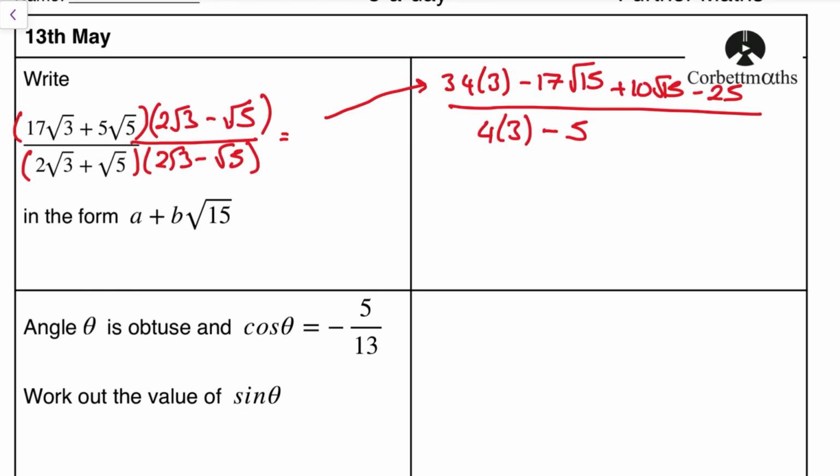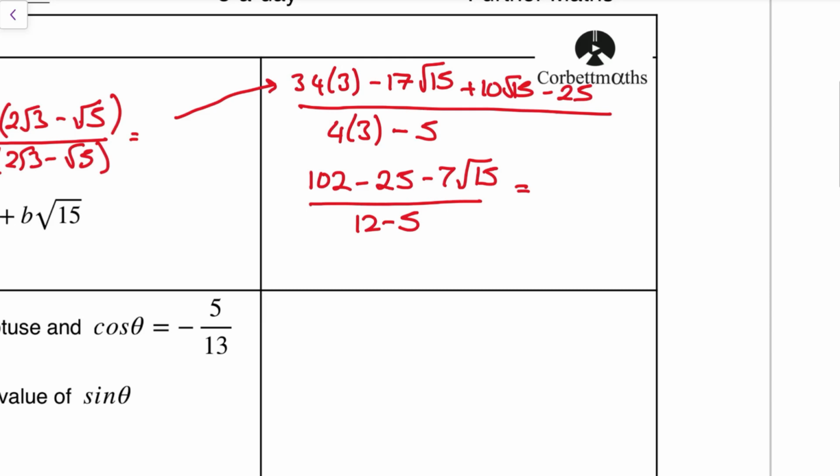Let's try and tidy this up. On the top, I've got 34 times 3, which is 102, minus 25, and minus 17 root 15 plus 10 root 15 is minus 7 root 15. Wow. And then I'm dividing all that by 12 minus 5. Okay, 102 minus 25 is 77, and then I'm taking away 7 root 15, and dividing all that by 12 minus 5, which is 7.